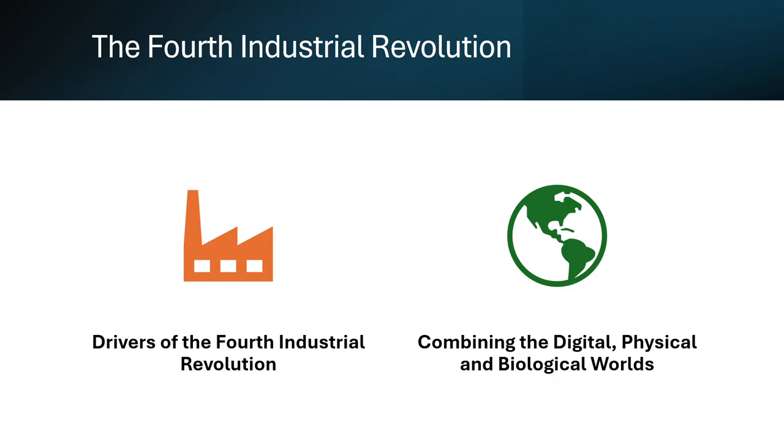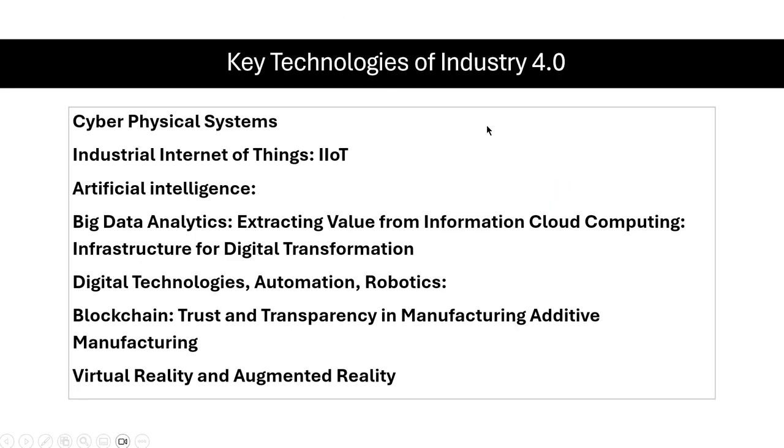Coverage of the fourth industrial revolution will include drivers of the fourth industrial revolution and combining the digital, physical, and biological worlds. The key technologies of 4.0 to be covered will include cyber physical systems, industrial Internet of Things, artificial intelligence, big data analytics, digital technologies, automation and robotics, blockchain, and virtual reality and augmented reality.